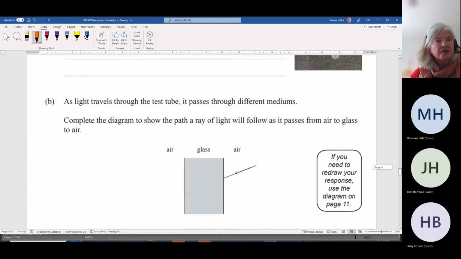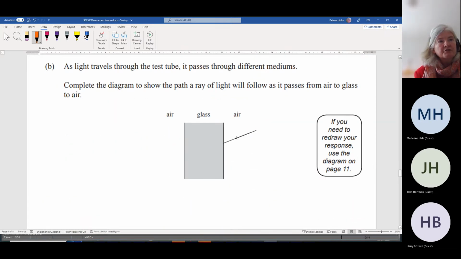Now you want the next one. As it travels through the test tube, it passes through different mediums, and you should know that air is less optically dense than glass. Remember, always draw the normal. So always draw it at right angles. So as it's coming through here now, you're going from less optically dense to more to less. So this needs to go towards the normal. Okay, I'm not doing it very well. Then you draw another normal, and then you draw it going away from the normal.